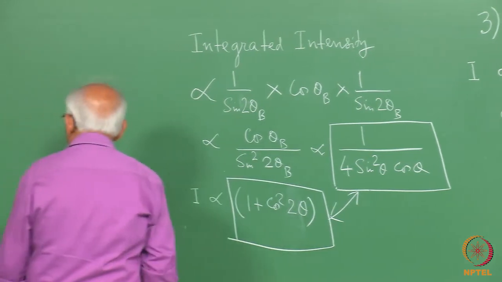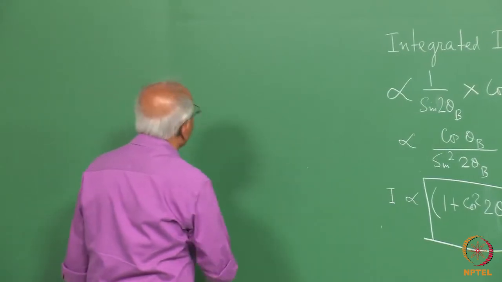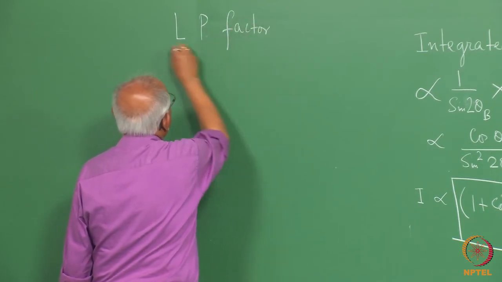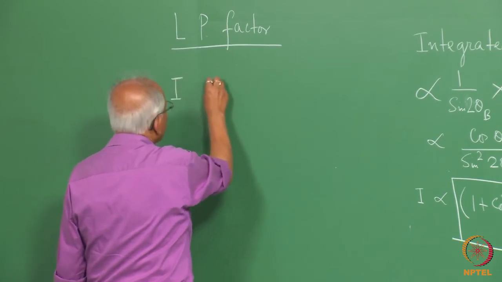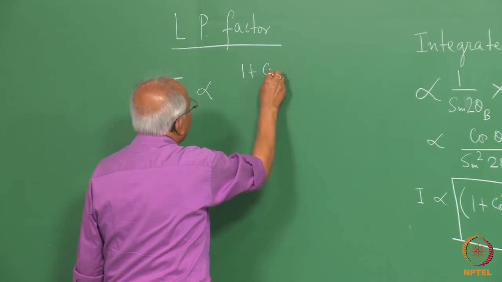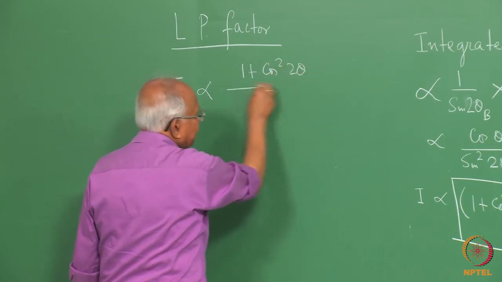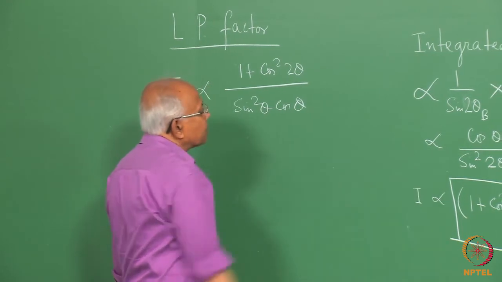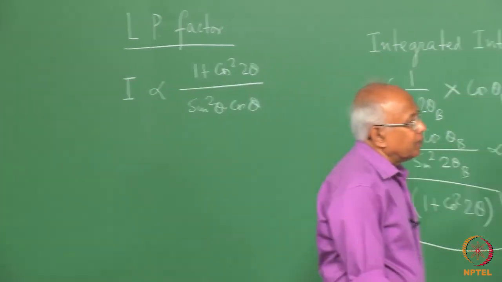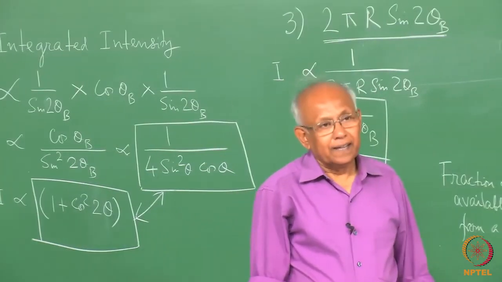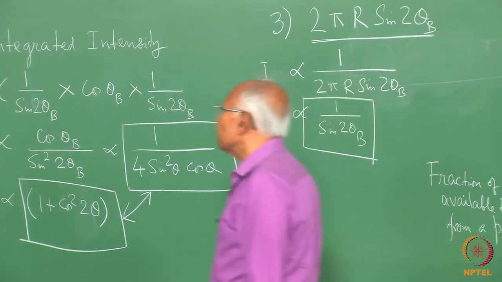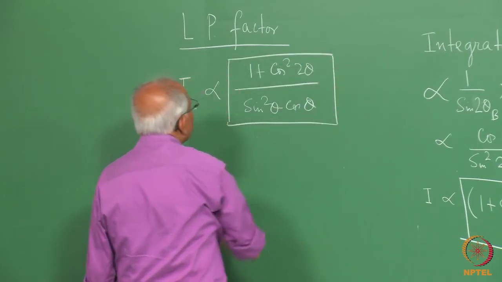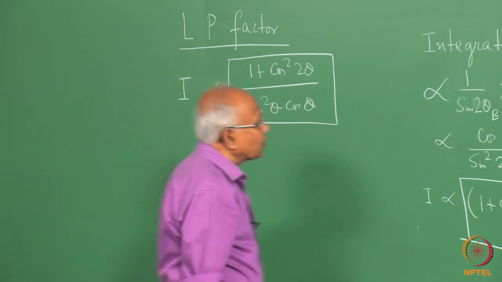If we talk about the Lorentz factor as well as the polarization factor, then the Lorentz polarization factor says that the integrated intensity of a diffraction line will be proportional to 1 plus cosine square 2 theta divided by sine square theta cosine theta. You know, this 4 we have taken out, as it is a constant. So, due to the effects of both the polarization factor and the Lorentz factor, the integrated intensity will be proportional to this quantity, 1 plus cosine square 2 theta divided by sine square theta cosine theta.